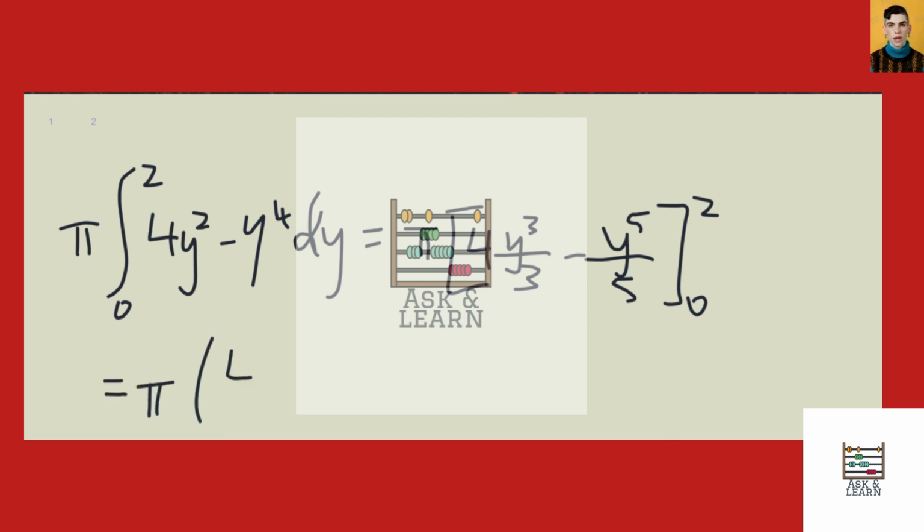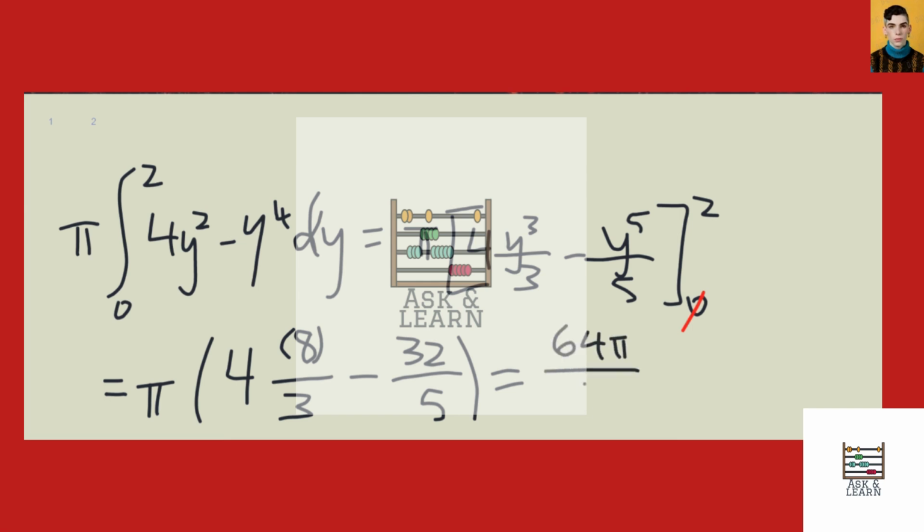pi times 4 times 2 cubed, which is 8, over 3, minus 2 to the fifth, which is 32, over 5. We don't care about the case where x equals 0 or y equals 0 because it just gives us 0. And so this is our final answer. We multiply all of this out, and we finally get the answer that this entire integral is equal to 64 pi over 15.